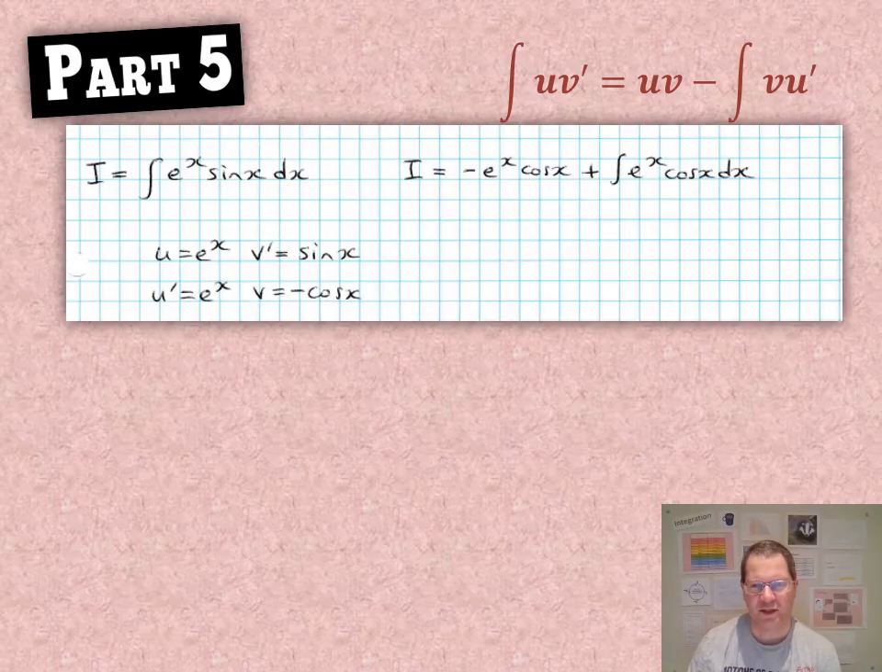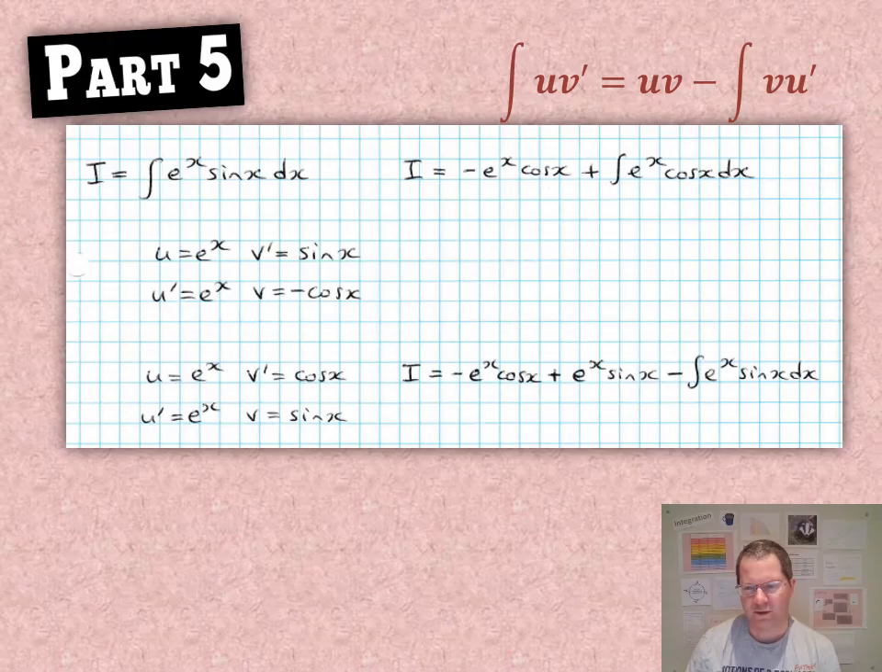And then we substitute those into the formula. So uv is negative e to the x cos x, then we've got a minus sign, and then vu dash is also e to the x times minus cos x. So those two minuses can become a plus. So we get minus e to the x cos x plus the integral of e to the x cos x dx. So we can't integrate that without integrating by parts. So we're going to let u equal e to the x again. V dash this time is cos x, u dash is e to the x, and v is sine x.